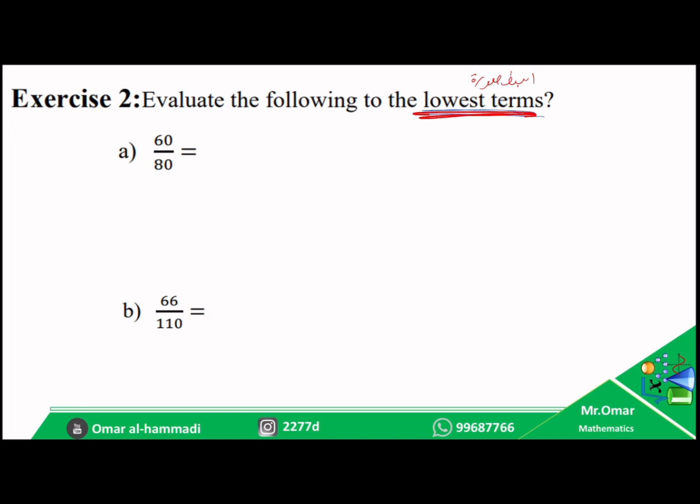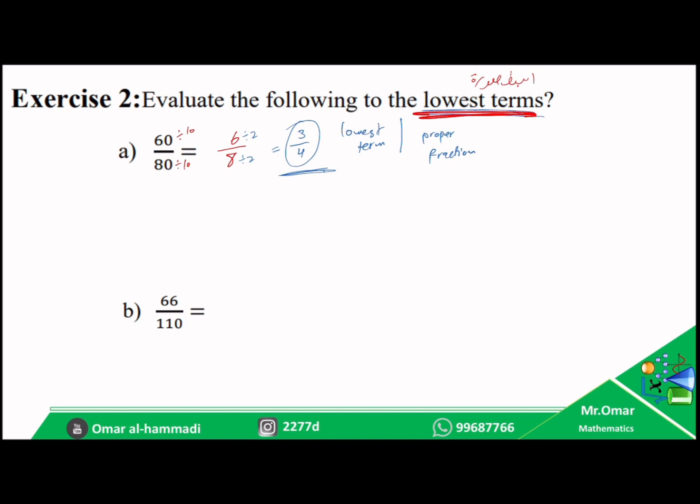For example, first of all, we divide it by 10. Immediately, dividing by 10 will give us 6 divided by 8. Again, we have a common factor between 6 and 8, which is 2. So divide by 2. 6 divided by 2 is 3, 8 divided by 2 is 4. So this is in the lowest term, and also it's a proper fraction. We have to put it in a proper fraction, okay?